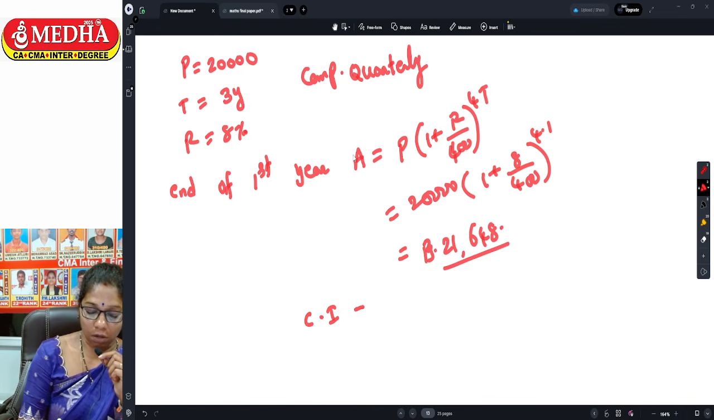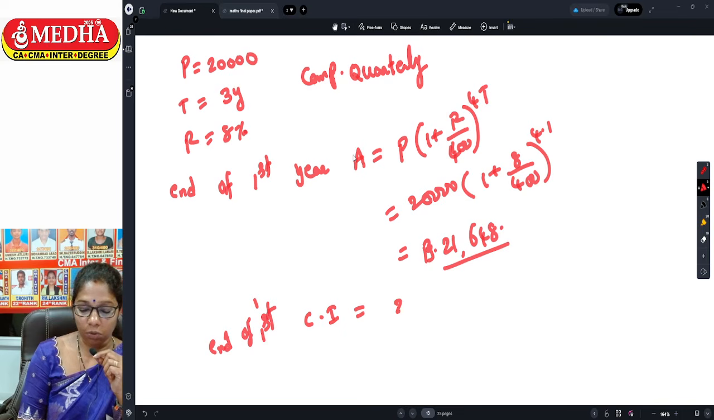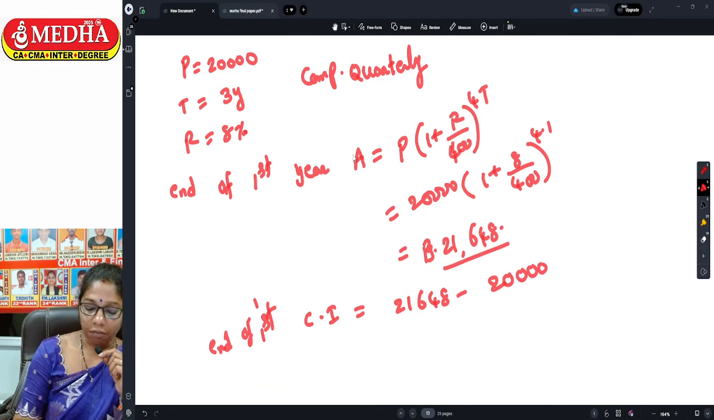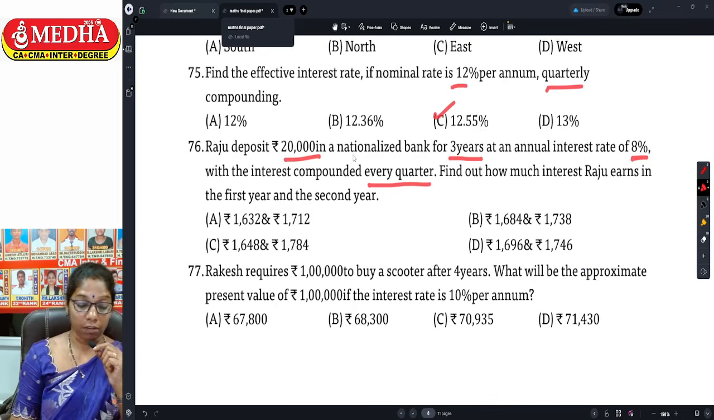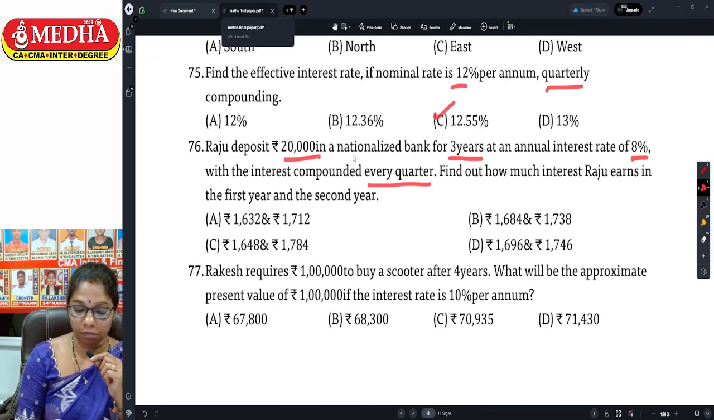End of first year interest is equal to 21,648 minus 20,000. So finally it is 1648. So in the options we are having 1648 as the only option.